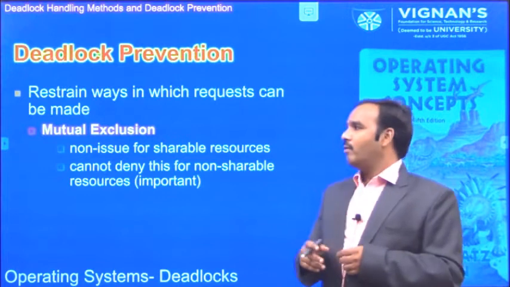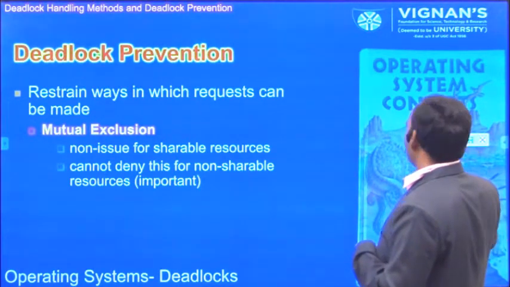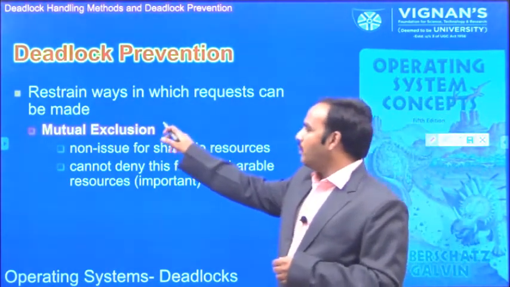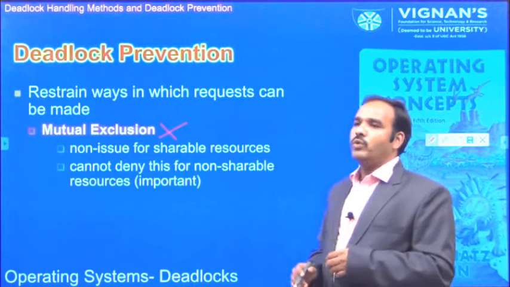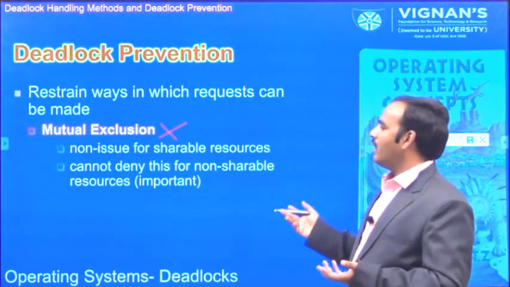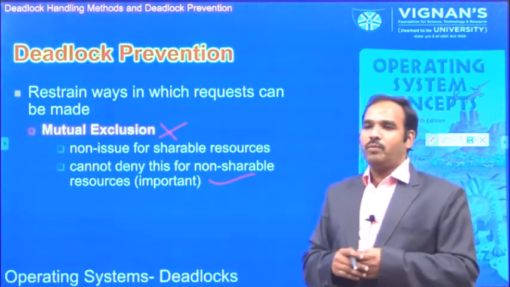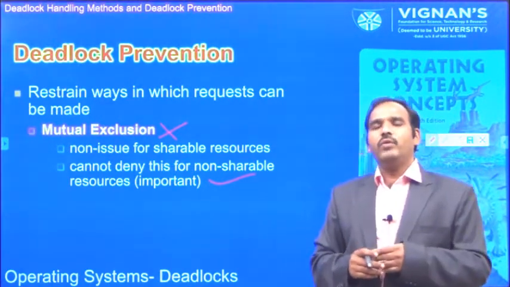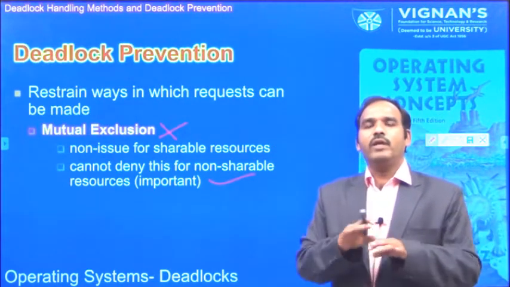Therefore, finally what we can say is that disabling mutual exclusion is not possible. Practically, it is not possible. You can't deny this for non-shareable resources. This is a very, very important point. We are trying to disable this condition, but this condition we cannot disable.